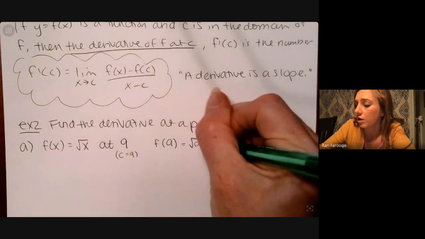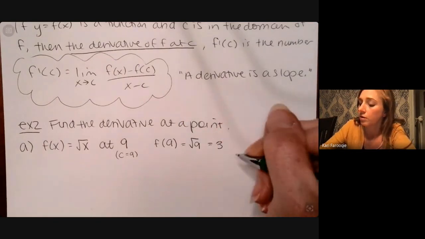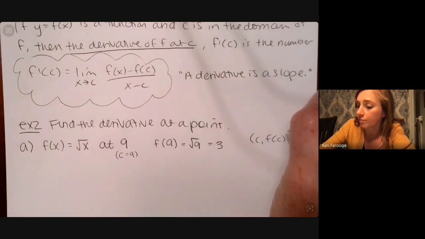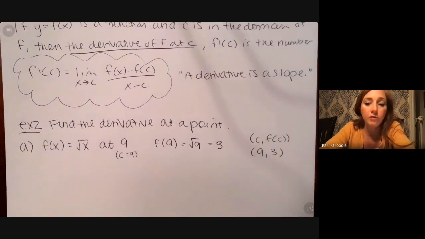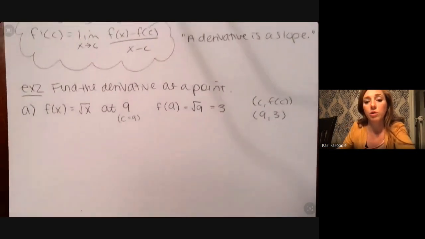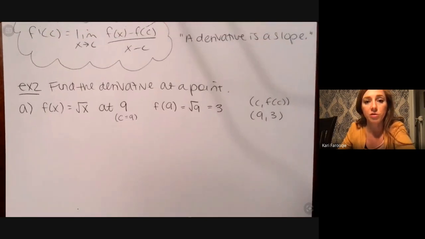So f of 9 is the square root of 9, which is 3. So our point c, f of c is (9, 3). If I were you, that would probably be the first thing that I would do: just find the corresponding y value if you are not given that value.